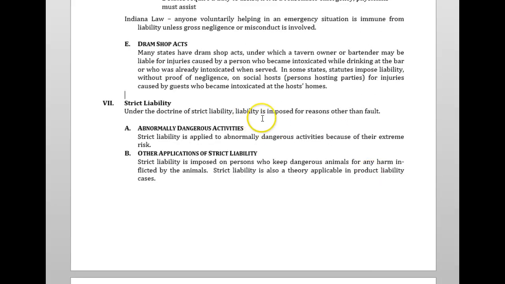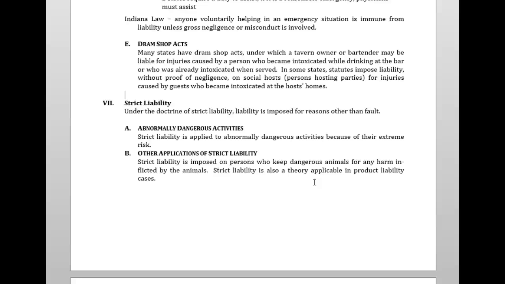And you have strict liability. And strict liability basically says there's no fault. It's a no fault. It's a strict liability, and you're responsible. And that usually comes about because of abnormally dangerous activity, i.e., using dynamite, or a dangerous activity because of their extreme risk. Other applications, somebody who keeps dangerous animals, they get loose and they harm somebody. You do not have to show fault at this point. It is a matter of strict liability.